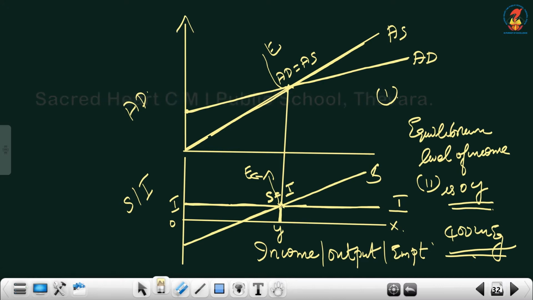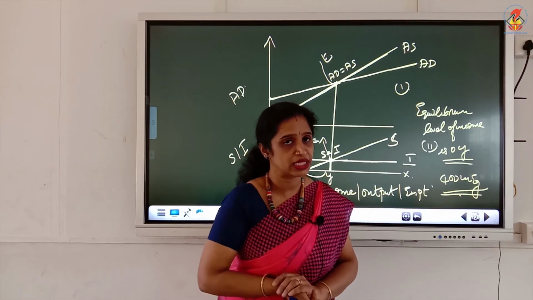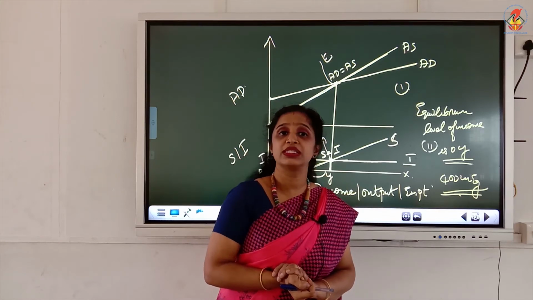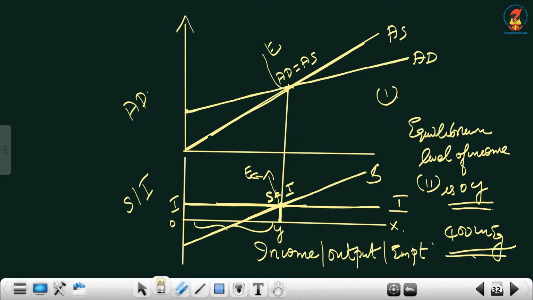Okay, so from the intersection point, if you draw a line to the x-axis, you can find the equilibrium level of income as OY. So the equilibrium level of income, OY = 400 in the example, is achieved at a point where S is equal to I. This is the I curve, and this is the point of intersection with the S curve. This is the equilibrium point. So both situations we can find here. This is another equilibrium point, OY, the level of income.